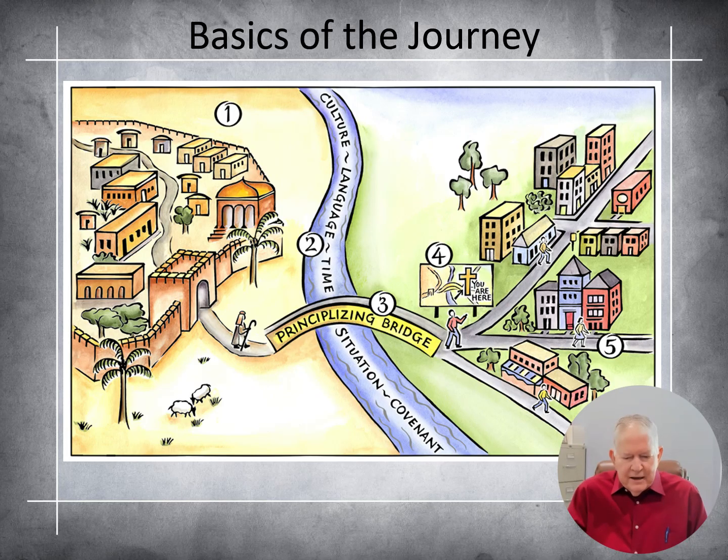In other words, how far removed are we? In some cases, we aren't removed at all. It has a direct connection. There's no river, no barrier. And in other cases, there is serious barriers. And then number 3 is the principalizing bridge. In other words, you need a biblical principle, a universal principle that will help you cross over to where we are today in number 4, and then apply that to us in our situation, in our city.